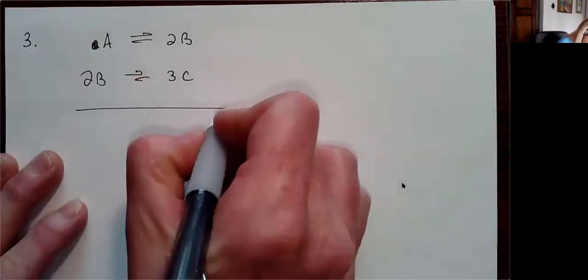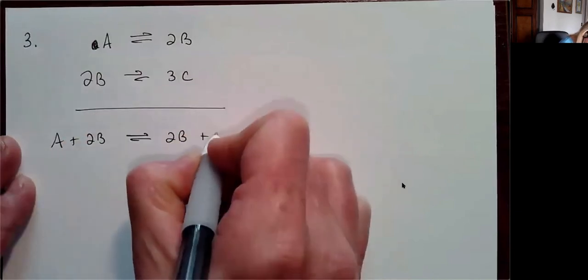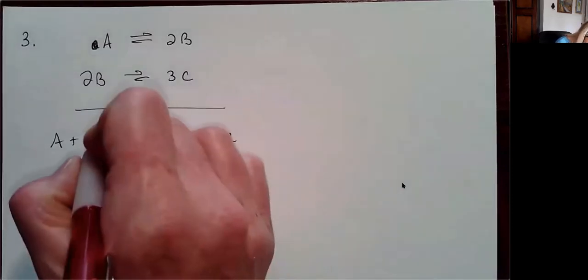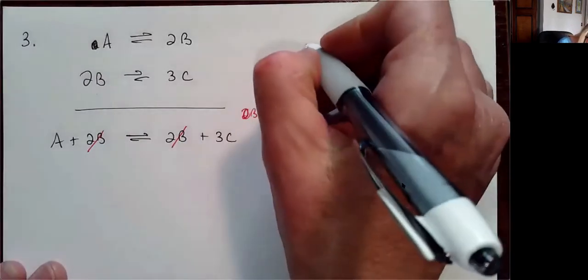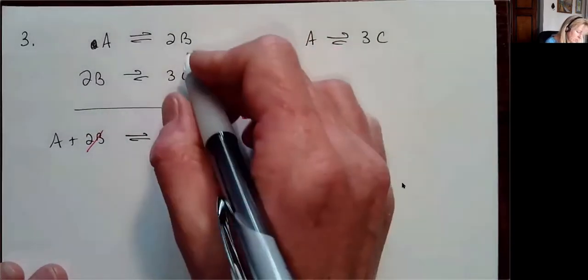If I add these steps together, I get A plus 2B goes to 2B plus 3C. Now I have an intermediate here. Right, so this is my intermediate. So it's produced and then it's consumed. So my overall reaction is A goes to 3C. But I have these 2 steps that happen.